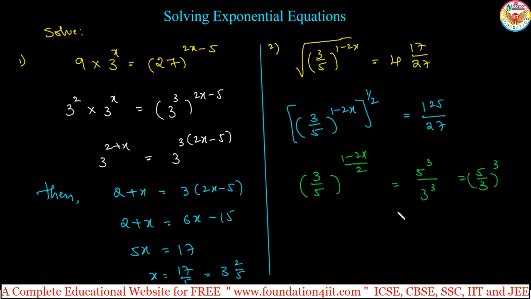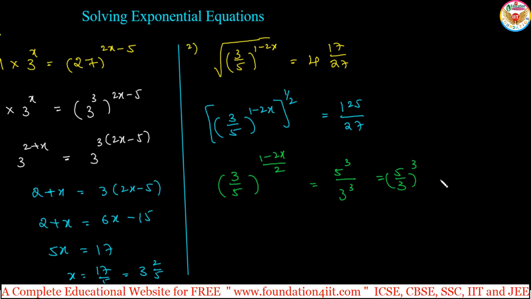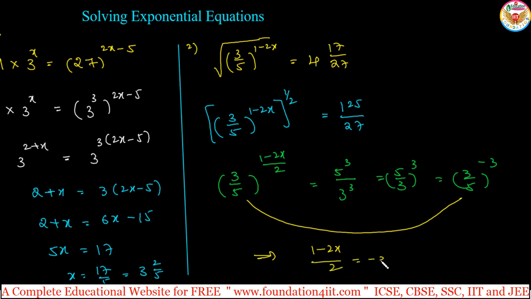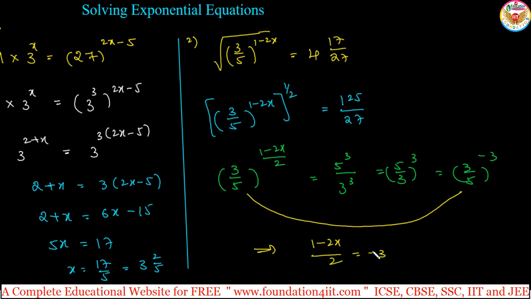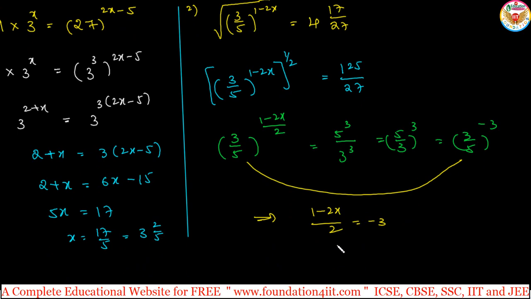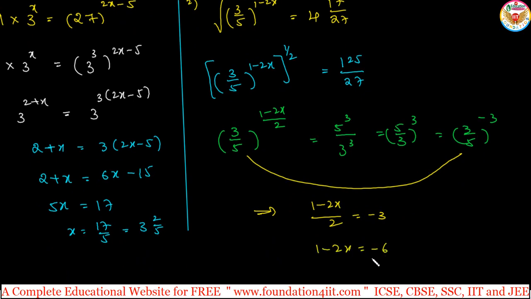But we need 3 by 5. So what we should take if you do reciprocal? 3 by 5 whole to the power minus 3. That is 5 by 3 power 3, right? So 3 by 5 whole power minus 3. Now bases are same if you observe. Then equate the powers. Therefore 1 minus 2x by 2 is equal to minus 3. Bases are same. You can equate the powers. So 1 minus 2x is equal to minus 6.